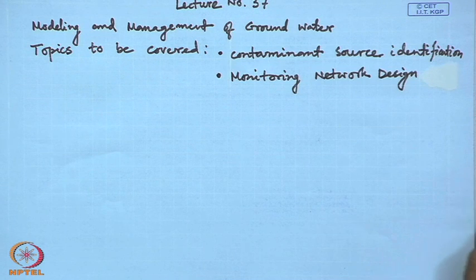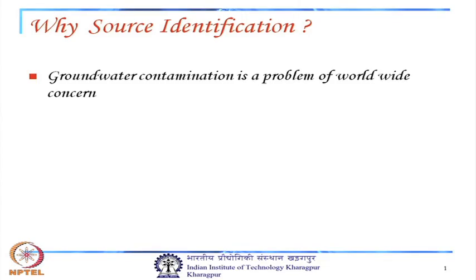Why contaminant source identification? Groundwater contamination is a problem of worldwide concern, and often man-made causes are responsible. Either we can have some kind of geogenic source, or we can have an anthropogenic one. Like the arsenic problem is geogenic, but for contamination, there can be dumping of some pollutant in unlined ponds, that is some kind of man-made cause.